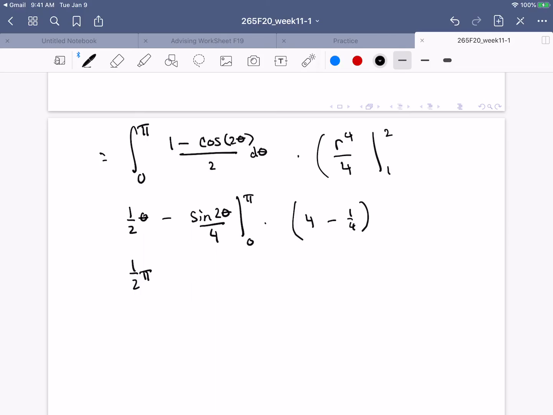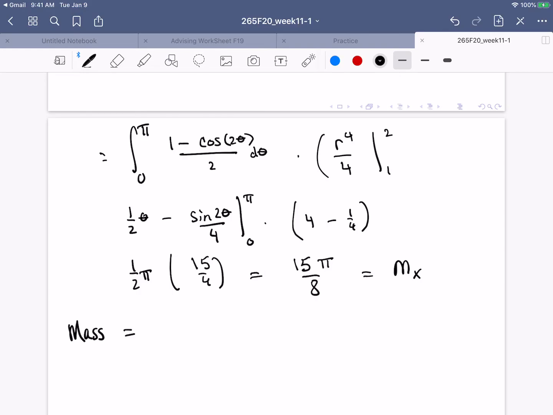Sine of 2 pi is 0. Sine of 0 is 0. So this would be 1/2 pi times 15/4. So 15 pi over 8 is my moment about the x-axis. Okay.